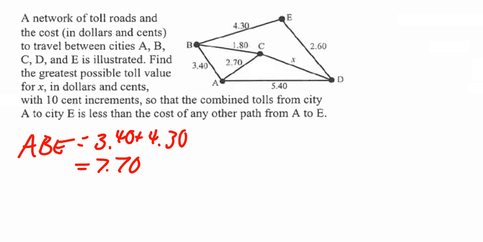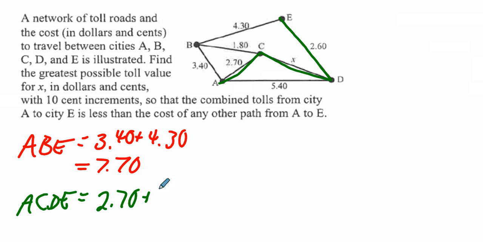So if we start looking at some of the other options, for example, if I went A to C to B to E, and I added those, I'm going to get bigger than 770. Or if I went A to D to E, no matter what I do, I'm going to always get bigger than 770. The only one that might have a possibility of being smaller is right there, A to C to D to E. So what we know, A to C to D to E, is that it's 270 plus 260 plus whatever x is, or 530 plus whatever x is.